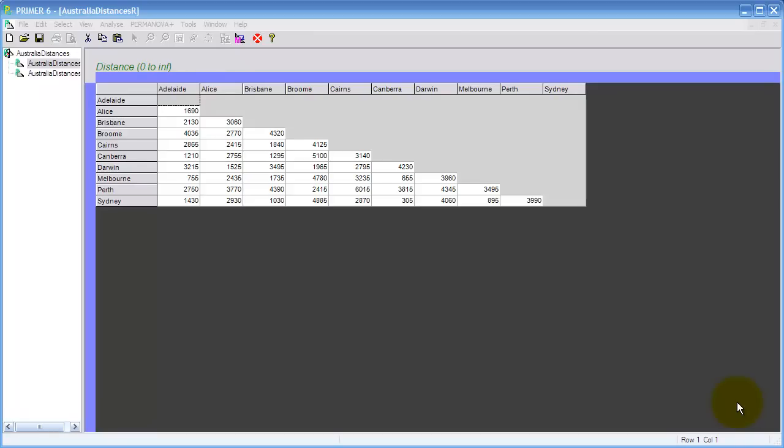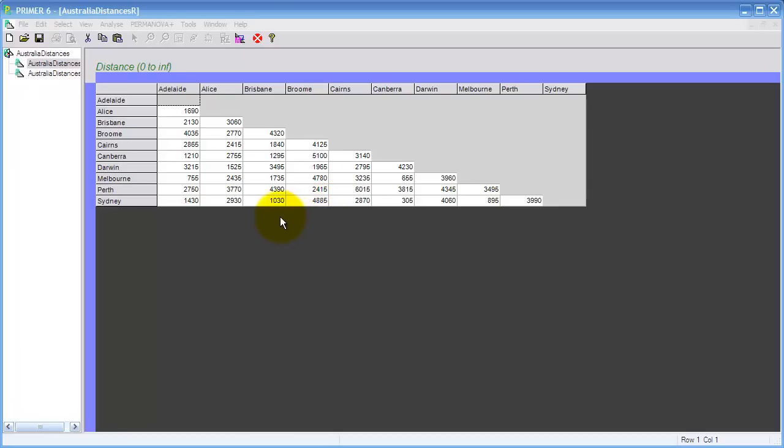Okay, another video here. This time I've got to work with PRIMER, because I can input these kinds of matrices into PRIMER but not into a package like PAST. And what I'm going to look at here is non-metric multidimensional scaling and how it works, because as this is a permutation driven procedure, it can be a little tricky to understand exactly how it operates.